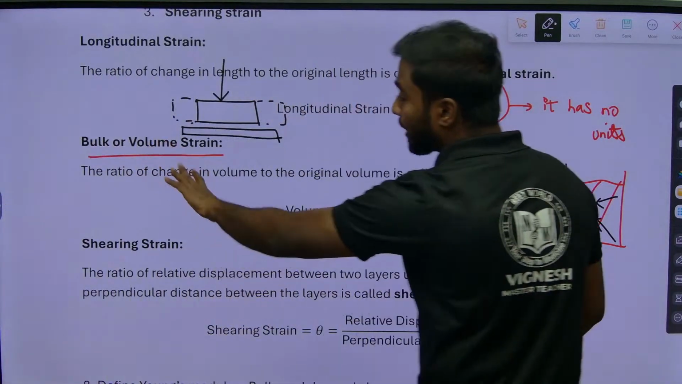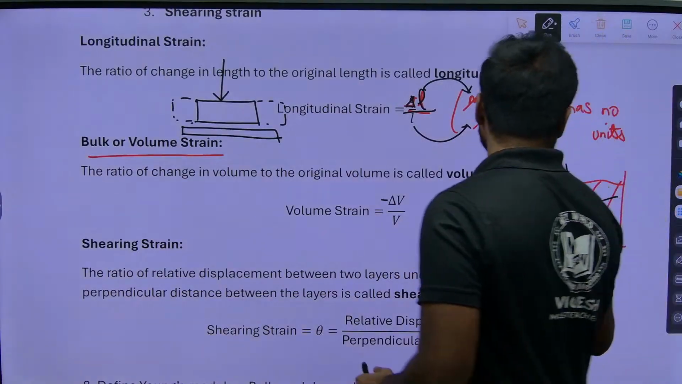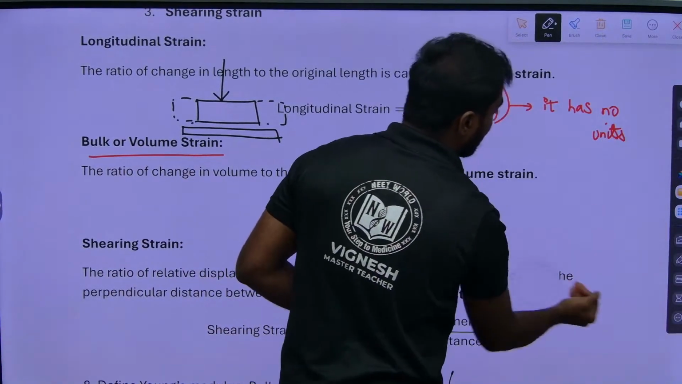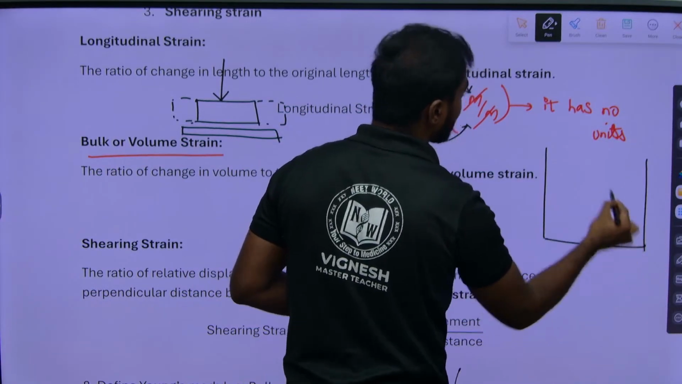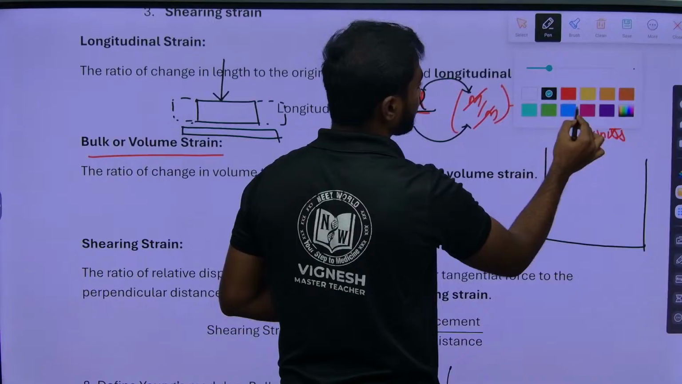And when we talk about bulk or volume strain, this is the diagram. Let me draw the diagram clearly here. Let me take a container and it has been filled with water.